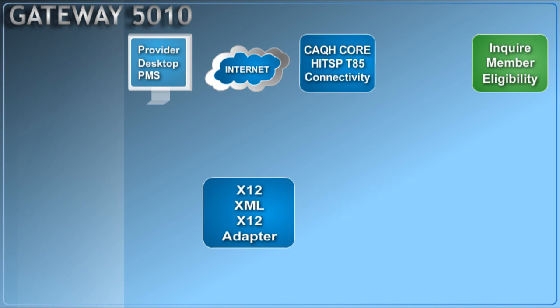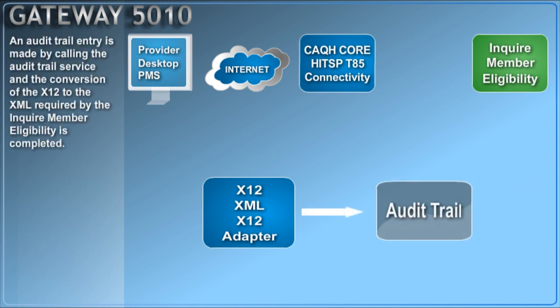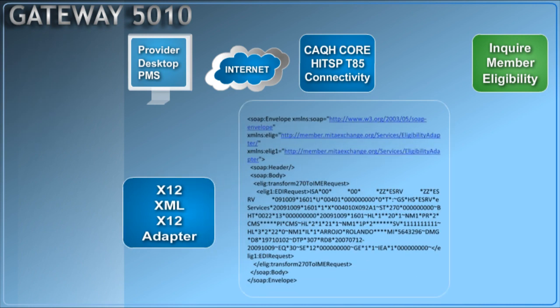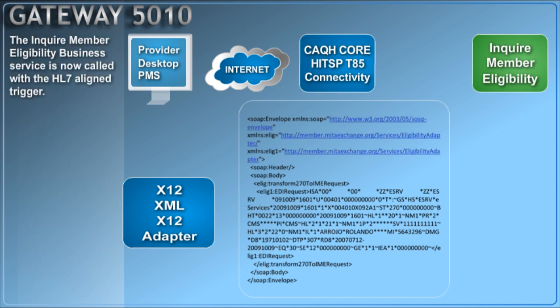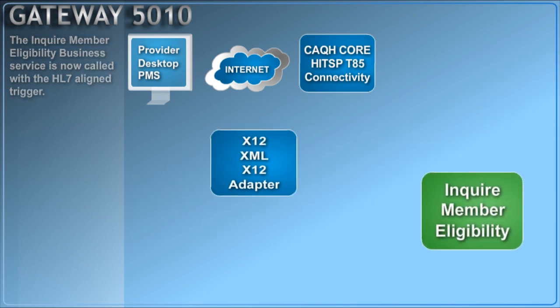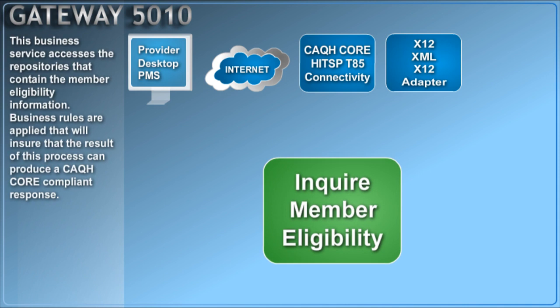The audit trail entry is made by calling the audit trail service, and the conversion of the X12 to the XML required by the member eligibility service is completed. So at this point, we have an information architecture compliant XML message to be forwarded to the Inquire Member Eligibility service. The Inquire Member Eligibility service is now called with that HL7 aligned trigger, and the business service accesses the repositories that contain the member eligibility information.